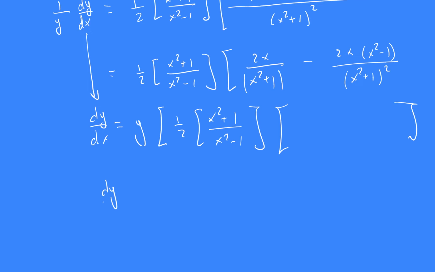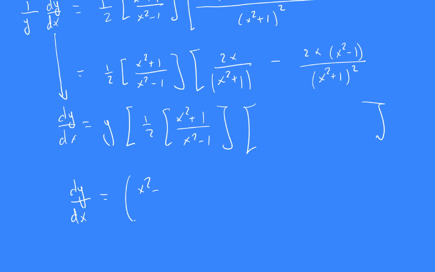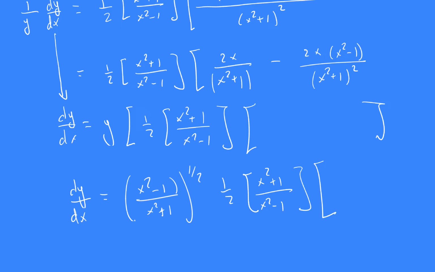The derivative of y with respect to x is (x squared minus 1) divided by (x squared plus 1), to the 1/2, this is y, by 1/2 by (x squared plus 1) divided by (x squared minus 1) by the derivative of all these things, that is 2x divided by x squared plus 1 minus 2x (x squared minus 1) divided by (x squared plus 1) square.